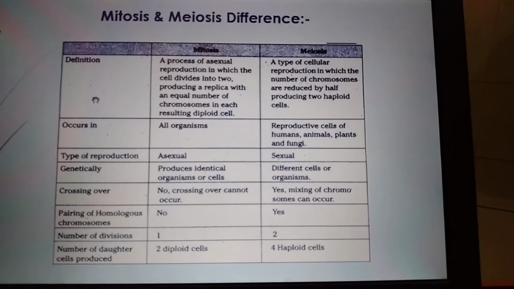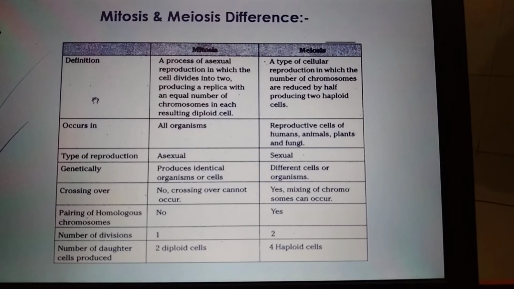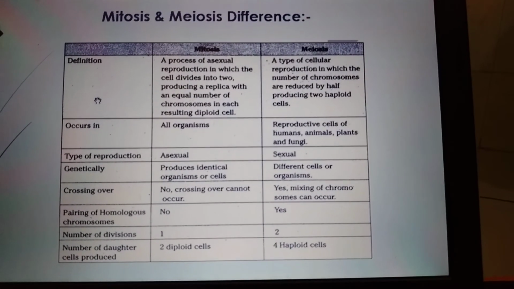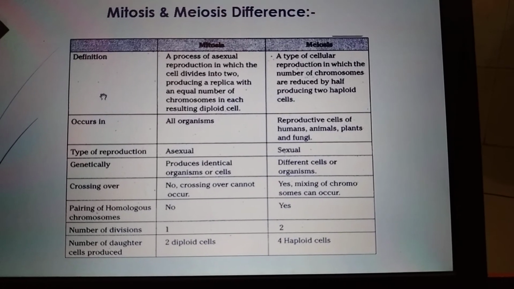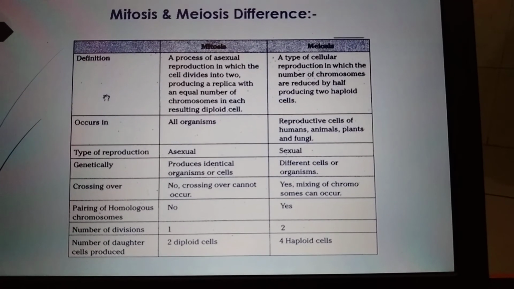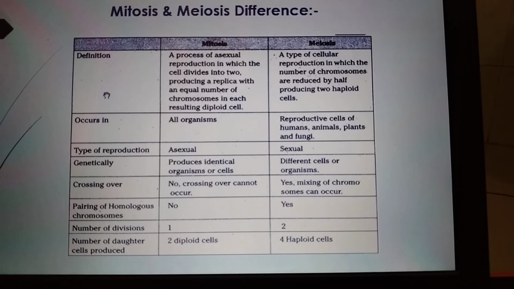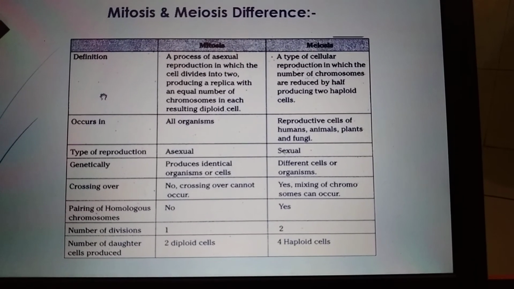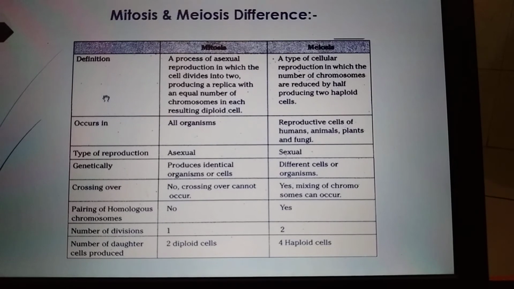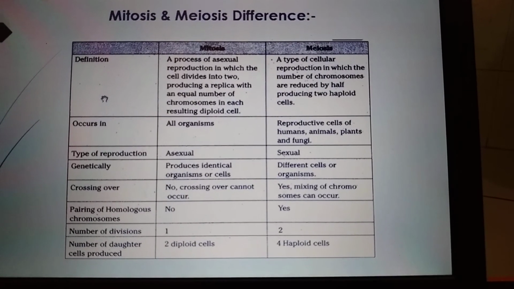Then the basic difference between mitosis and meiosis. So what do we know? Definition: mitosis is the process of asexual reproduction in which the cell divides into 2, producing replicas with an equal number of chromosomes in each resulting diploid cell. And meiosis is reproduction in which the number of chromosomes is reduced by half, producing 2 haploid cells.